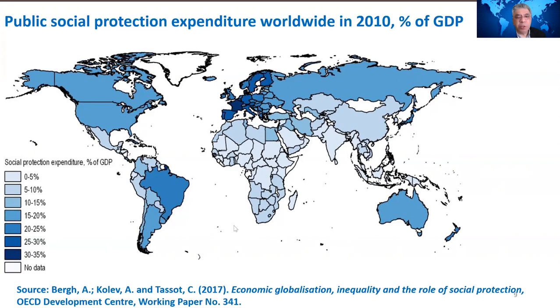Now, let me highlight the following. Of course, public social spending matters because it can mitigate the impact of economic globalization on inequality. And it's true that the descriptive findings that one can find in the literature suggest that among countries with high social protection expenditure, the more globalized countries display lower levels of inequality.